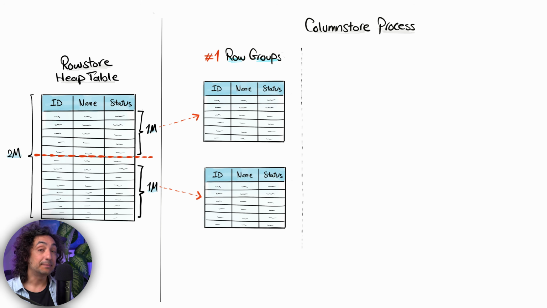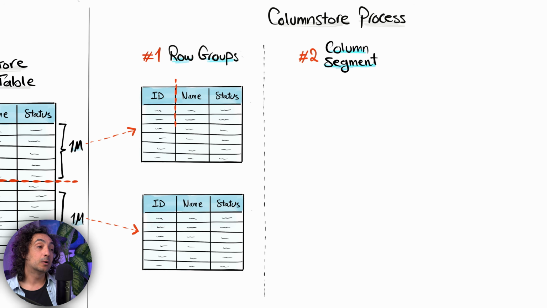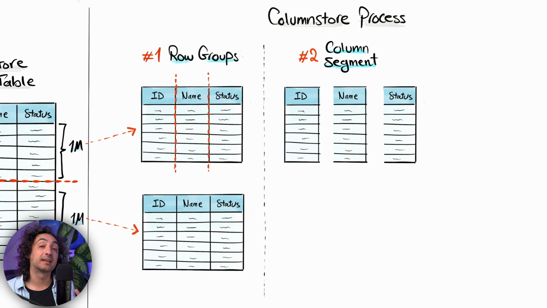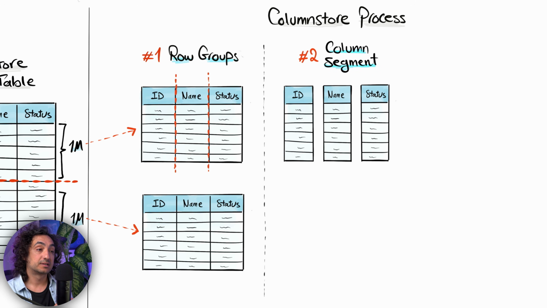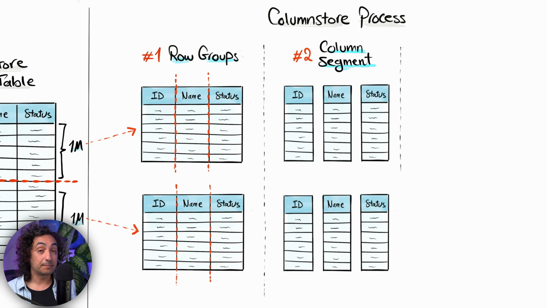Now in the next step, SQL is going to segment the columns. So SQL will go through each row group and start splitting the data by the columns. And that's why we call it a column store, because we are separating the columns from each other. That means we have one segment for the ID, another one for the name, and a third one for the status. And this can happen for each row group. And now SQL moves to the third step in this process.